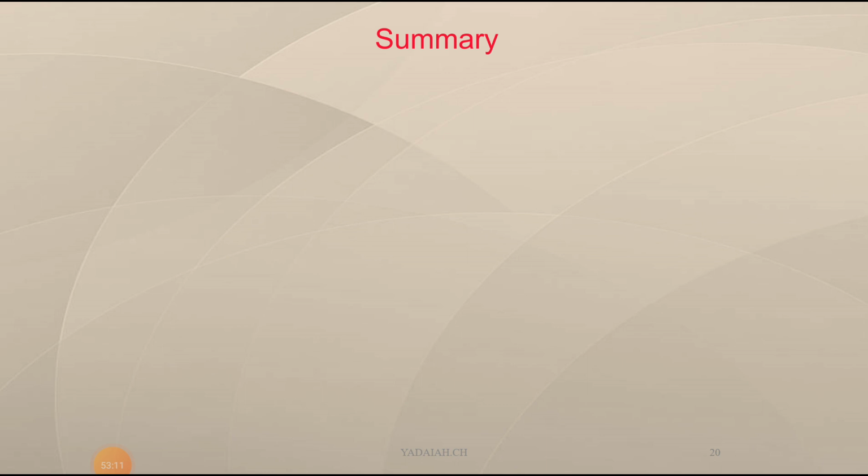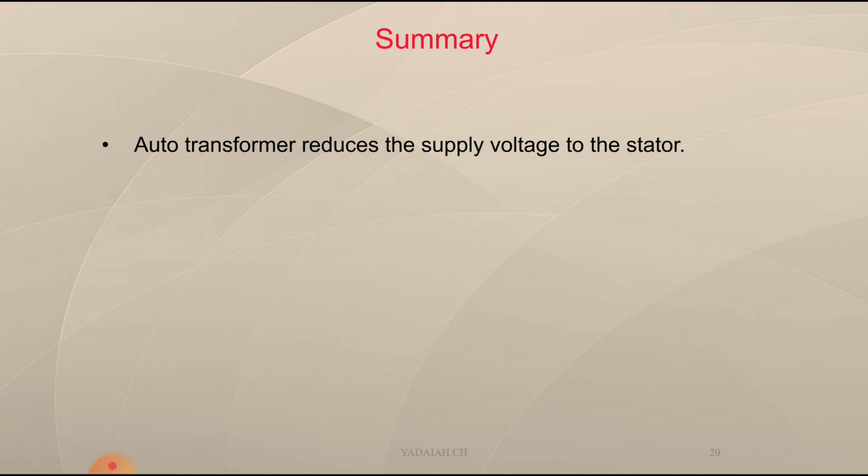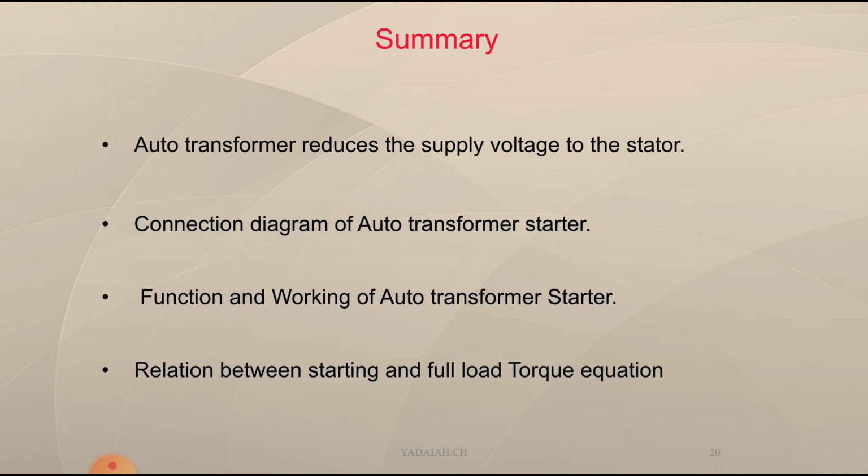So what is the summary? Summary: the auto transformer reduces the supply voltage to the stator, the connection diagram of the auto transformer starter, the functions and working of the auto transformer starter, and the relation between starting and full load torque, that X square times reduces the full load torque. Okay, so these are the things we have seen in this class.